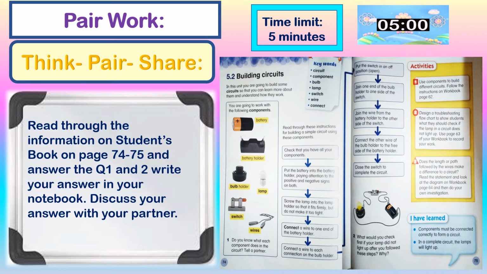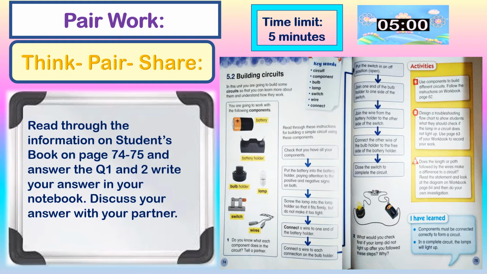Building circuits. You're going to work with the following components: battery, battery holder, bulb holder, lamp, switch, and wires. Do you know what each component does in the circuit? You're going to answer this one and tell the answer to your partner. And then, read through these instructions for building a simple circuit using these components.